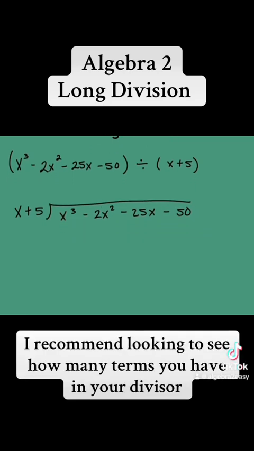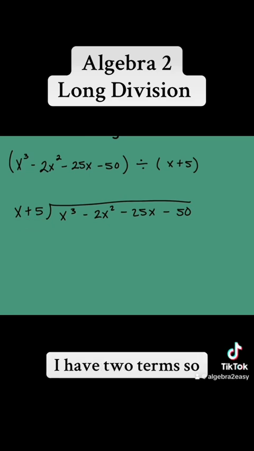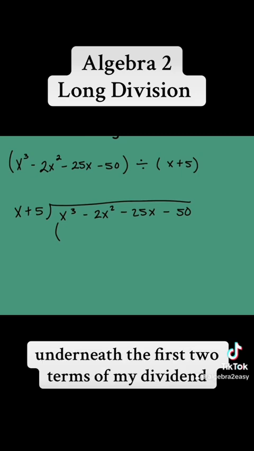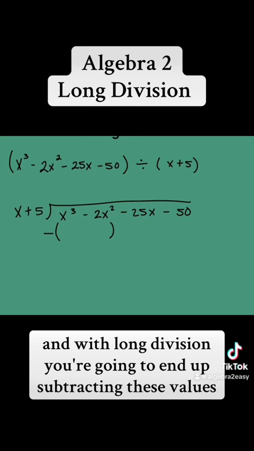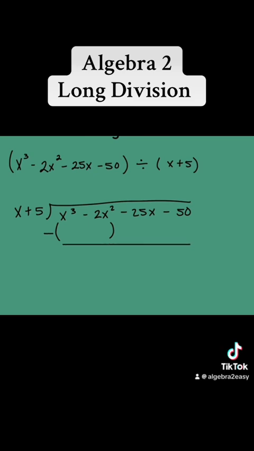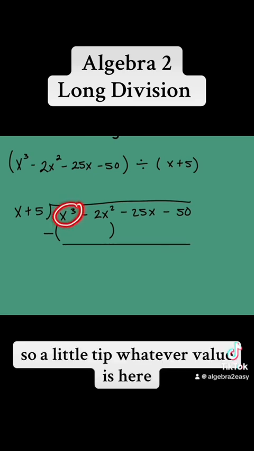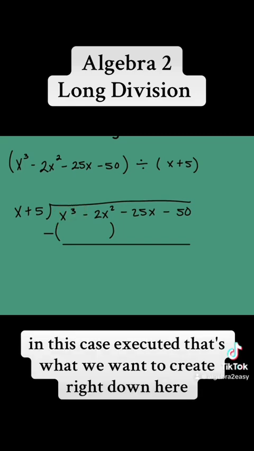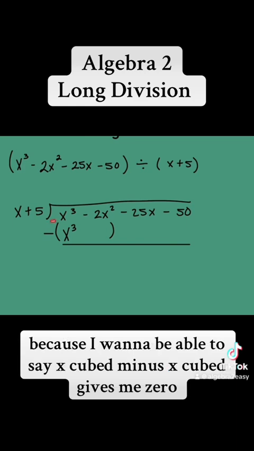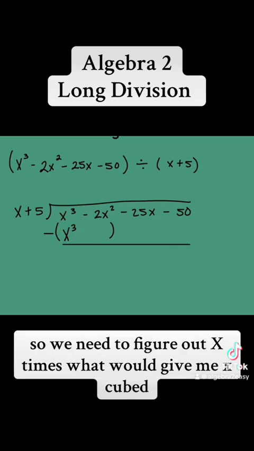Okay, now I recommend looking to see how many terms you have in your divisor. I have 2 terms. So what I'm going to do is put parentheses underneath the first 2 terms of my dividend. And with long division, you're going to end up subtracting these values. So a little tip, whatever value is here, in this case x cubed, that's what we want to create right down here. Because I want to be able to say x cubed minus x cubed gives me 0, and I can cancel those out. So we need to figure out x times what would give me x cubed.